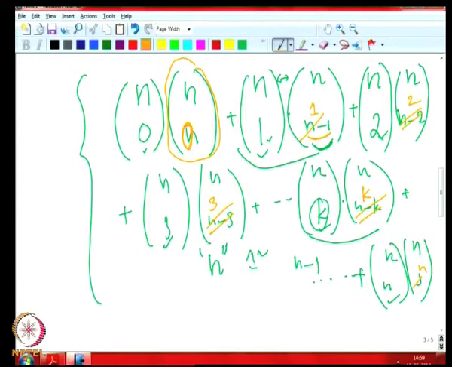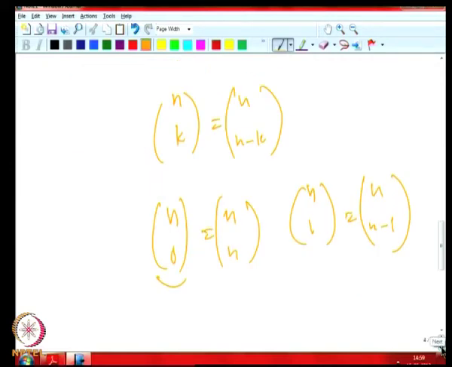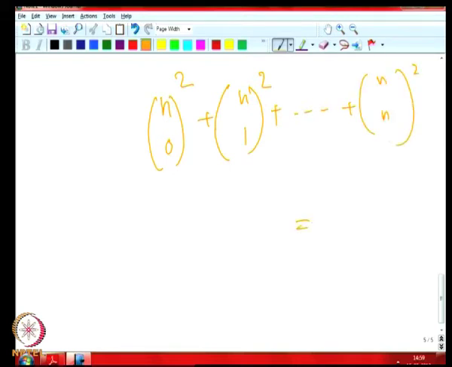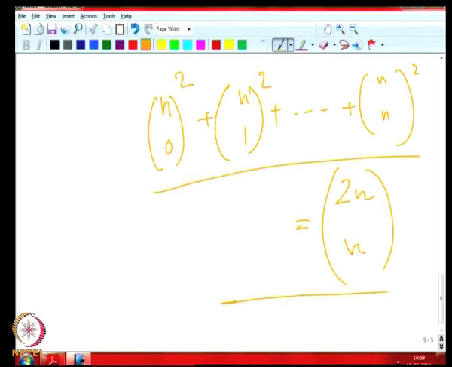So, what is this? n choose 0 into n choose 0, n choose 1 into n choose 1, n choose 2 into n choose 2, like that. So, this is essentially n choose 0 square plus n choose 1 square plus like that n choose n square, and we know that this is the total possible ways to select n people out of 2n available people. This is a combinatorial proof of that identity.